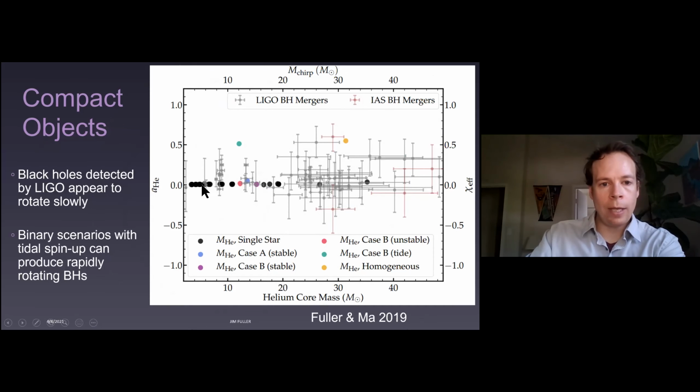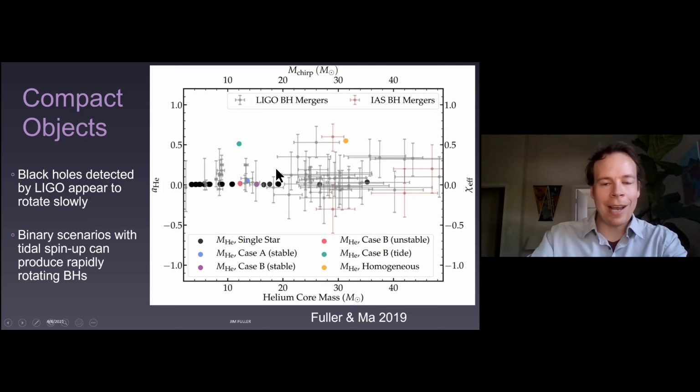So if we then translate those core rotation rates into dimensionless spins of a black hole, assuming that the angular momentum of that helium core is conserved and that the helium core collapses into a black hole, then for single stars you get these black points. So those are all very slowly rotating. This is the spin of the black hole as a function of the mass of the black hole.